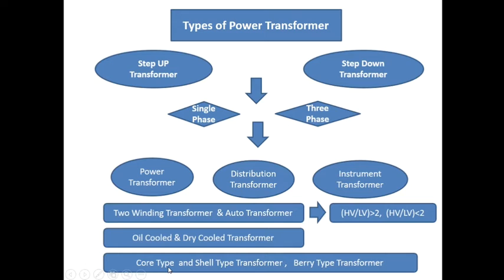Core type transformer, both the primary and secondary windings are placed on the side limb. Shell type transformer, where windings are placed on central limb of the transformer. Core type transformer, there are two magnetic circuits, but at shell type there is only one magnetic circuit. Berry type transformer, where more than two magnetic circuits.